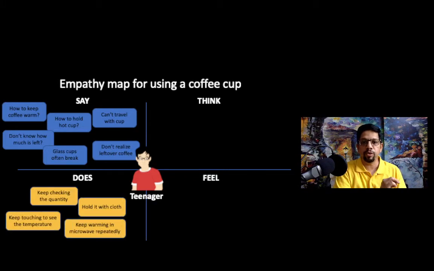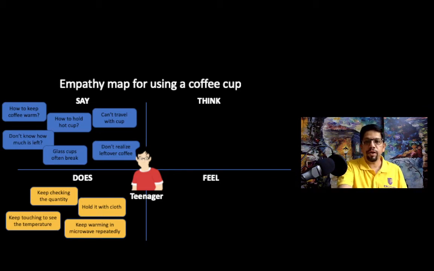Let's look at what they do. They keep checking how much quantity is left all the time. That may not be more painful, but continuously you have to look at it. They keep touching the cup to find out how hot, how warm it is, and also hold it with a cloth. If it's very hot, then typically we see people holding the cup with a paper napkin, or some kind of a napkin. And they also keep warming it in the microwave. So if you have a habit of drinking coffee or tea over a longer period of time, you end up heating it twice in the microwave, or getting it heated somewhere on the gas.